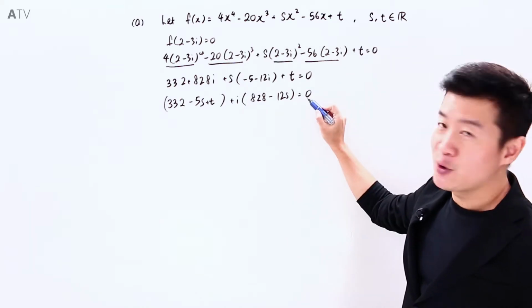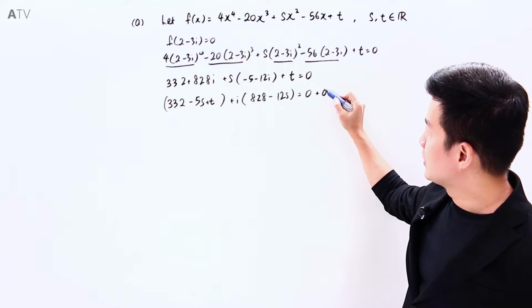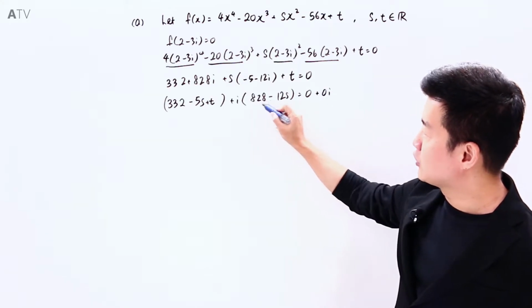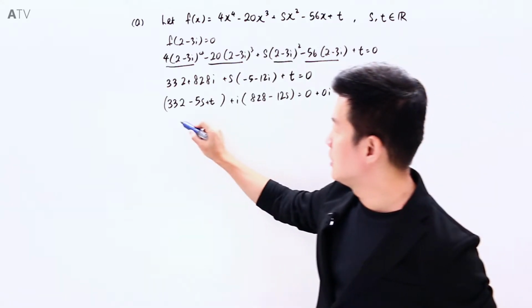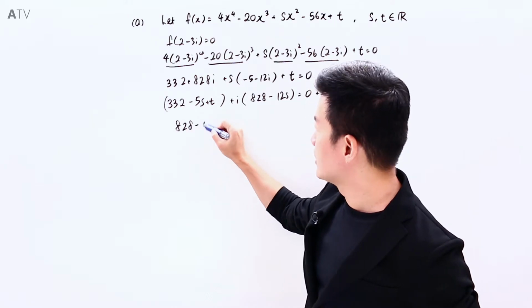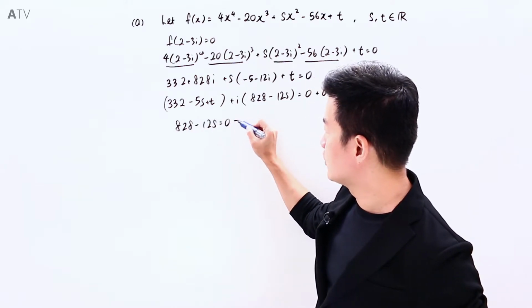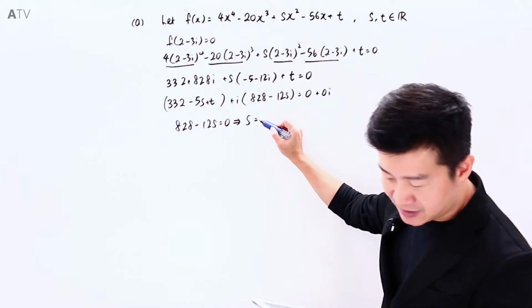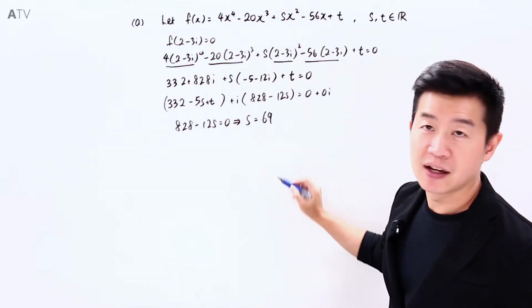It is equal to 0, or we can also see this as 0 plus 0i, which means that if I were to match the imaginary to the imaginary, we have 828 minus 12s. This is equal to 0. This tells us that s is equal to 69.